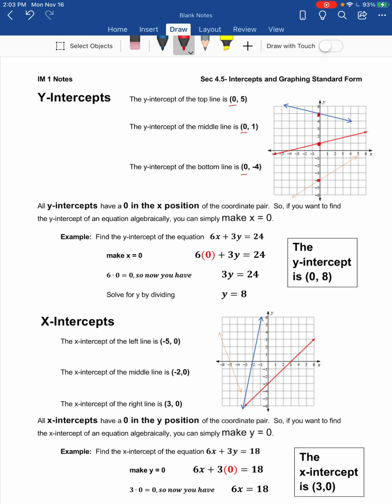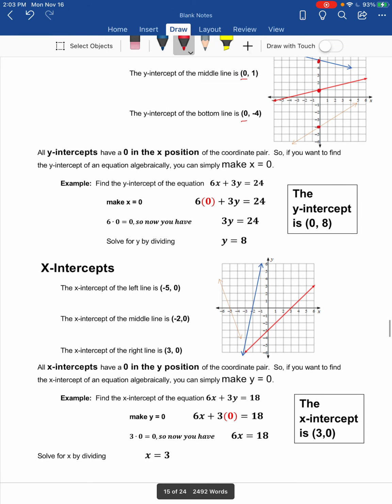If you want to find the y-intercept of your equation algebraically, all you have to do is make x equal 0 through substitution. So if you have 6x + 3y = 24, this is standard form. Remember, ax + by = c, where a is the number in front of x, b is the number in front of y, and c is your constant, or your term that does not have a variable.